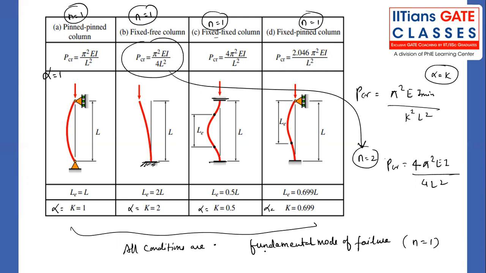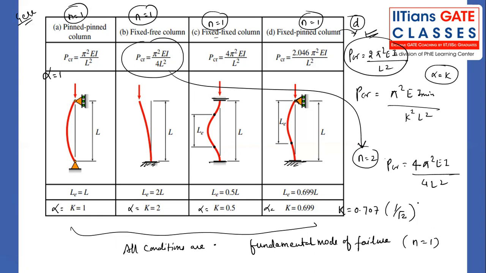Getting my point? One more thing is the fixed and pin column. One end is fixed, like a cantilever support, and one is pin support. Remember, in most textbooks you will not find this value. This is taken from the gearing. Here they have written 2.046, but in examination, when you put P critical as 2 pi square EI divided by L square, that is also correct for this case. That means you can take K value as 0.707, that is 1 upon root 2, that is also correct. Whatever the answer will be given, based on this, both will be in the range.